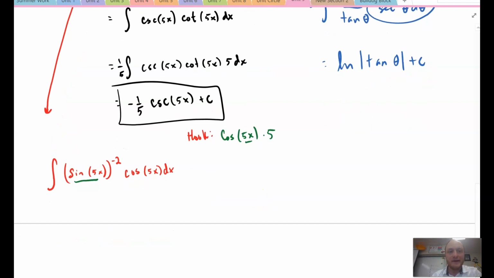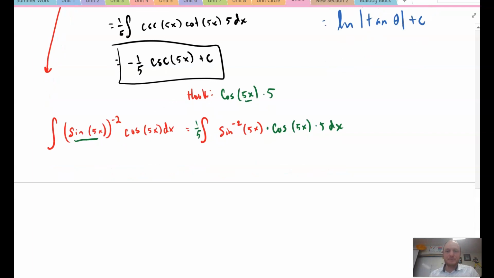So there's my hook. I can rewrite this as the integral of sine of 5x, and it's written like this. I wanted to show you with that power surrounding it, just so you weren't confused. But then I have here now my hook. I have cosine of 5x accounted for, and I need to introduce a 5, so I'm going to balance it with a 1/5. And now I can go ahead and integrate.